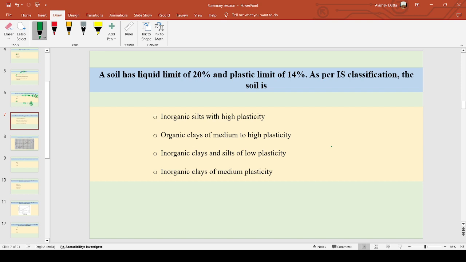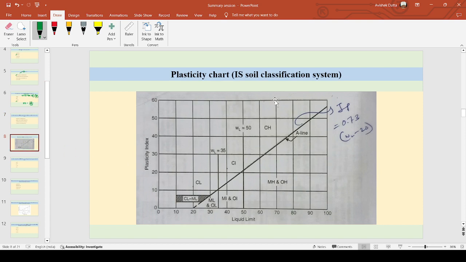A soil has liquid limit of 20% and plastic limit of 14%. As per IS classification, the Indian Standard Classification System, we have to classify the soil based on the value of liquid limit and plastic limit given. So the IS classification chart as per the plasticity is this one. This is the plasticity chart as per the Indian Standard Soil Classification System.